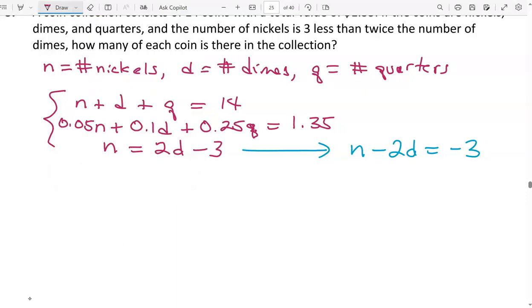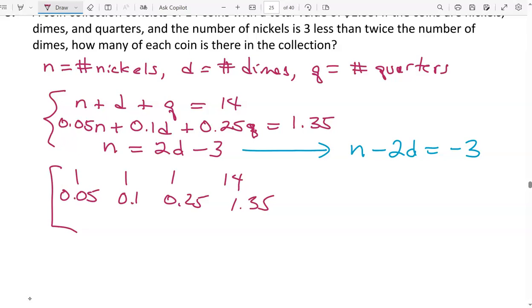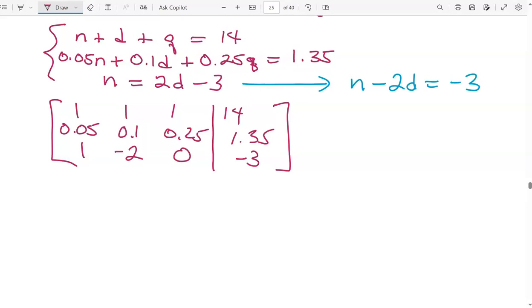When we write this in matrix form, 1, 1, 1, 14 across the top row, 0.05, 0.1, 0.25, 1.35. If you're using cents, that would be 5, 10, 25, 135. And then the last row is the one that we moved into standard form. The coefficient of n is 1, the coefficient of d is negative 2, and the coefficient of q is 0. And on the other side of the vertical line is the number negative 3. Let's move that into reduced row echelon form using the calculator.